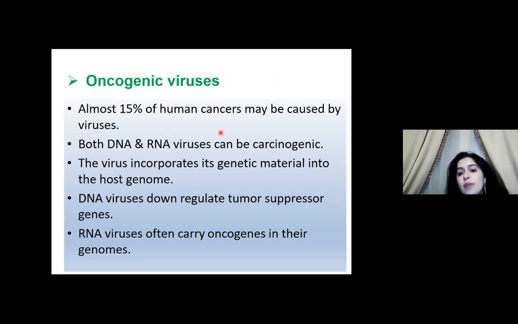Almost 15% of human cancers may be caused by viruses. Both DNA and RNA viruses can be carcinogenic. DNA viruses downregulate tumor suppressor genes, while RNA viruses carry oncogenes in their genomes. So a virus causes carcinogenesis because it integrates its genetic material into your own genome. They can carry oncogenes in their genome, so they can introduce an oncogene into your genome, or, like DNA viruses, they can downregulate a tumor suppressor gene.